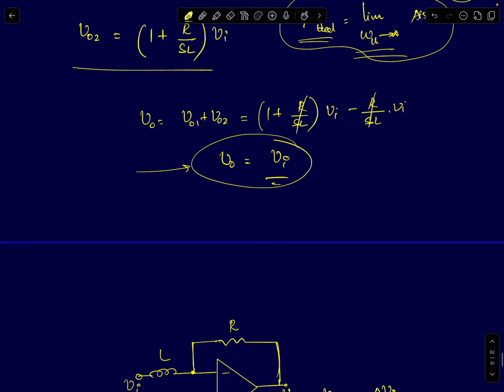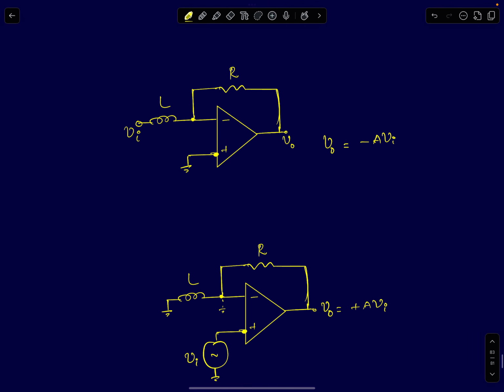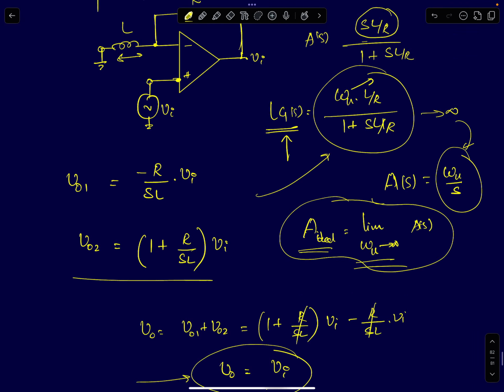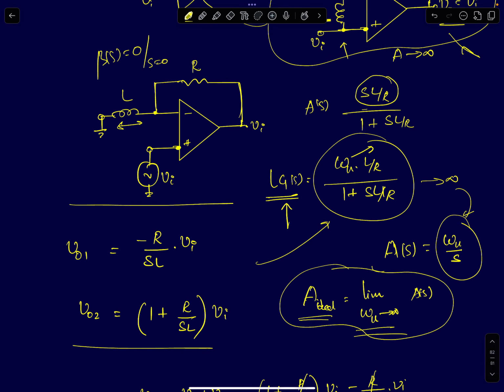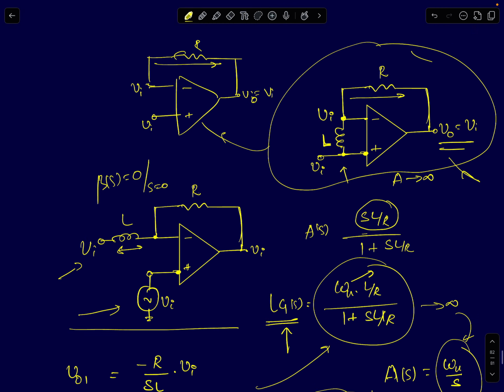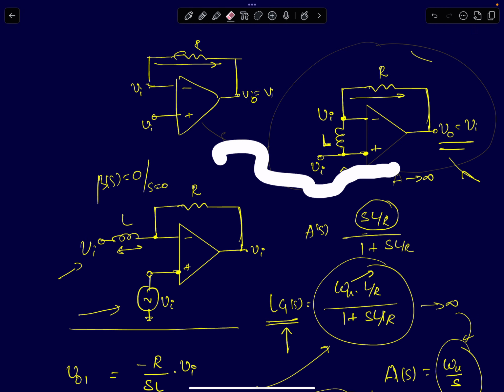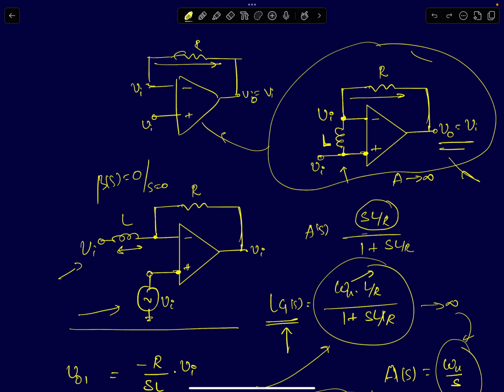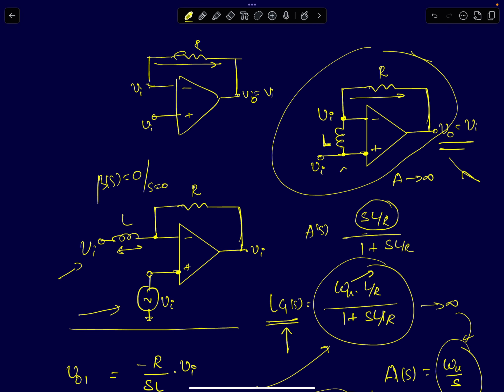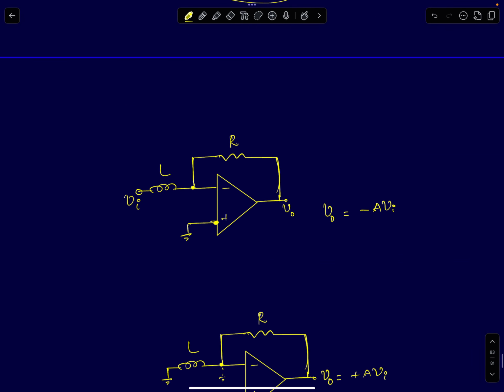Now I'll assume the op-amp gain to be finite, and we'll apply the same analysis procedure. We'll assume we have applied two independent but identical inputs at two different points. I've taken the same circuit, which is what we started with. So we started with this circuit here, and then I'm applying the principle of superposition.